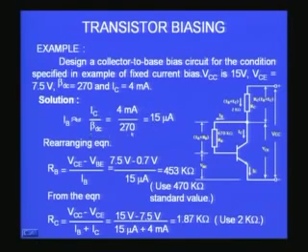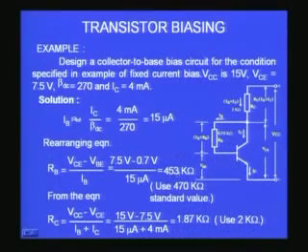So once I know IB, now I can find out RB, which is VCC minus VCE minus VBE by IB. It is not VCC. In the previous case it was VCC. Now it is VCE minus VBE. 7.5 minus 0.7 by 15. That comes out to be around 453 kilo ohm. So we can use the nearest value, 470 kilo ohm, as a standard value.